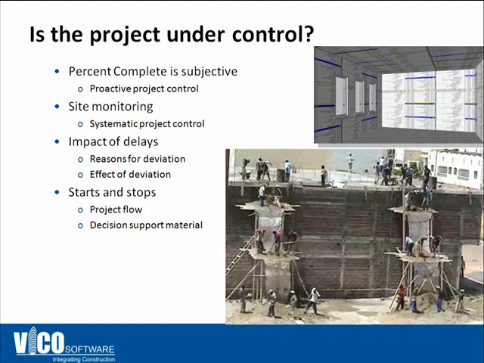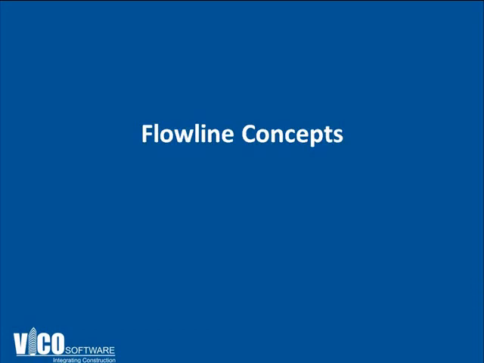Typically, the schedule is updated once a month to record what happened in the past, as opposed to help you forecast where problems might occur in the future. It can't really show you efficiently starts and stops. It can't really show you impact of delays. So site monitoring becomes pretty hard, and you don't necessarily know every single day that the project is under control or if it's out of control.